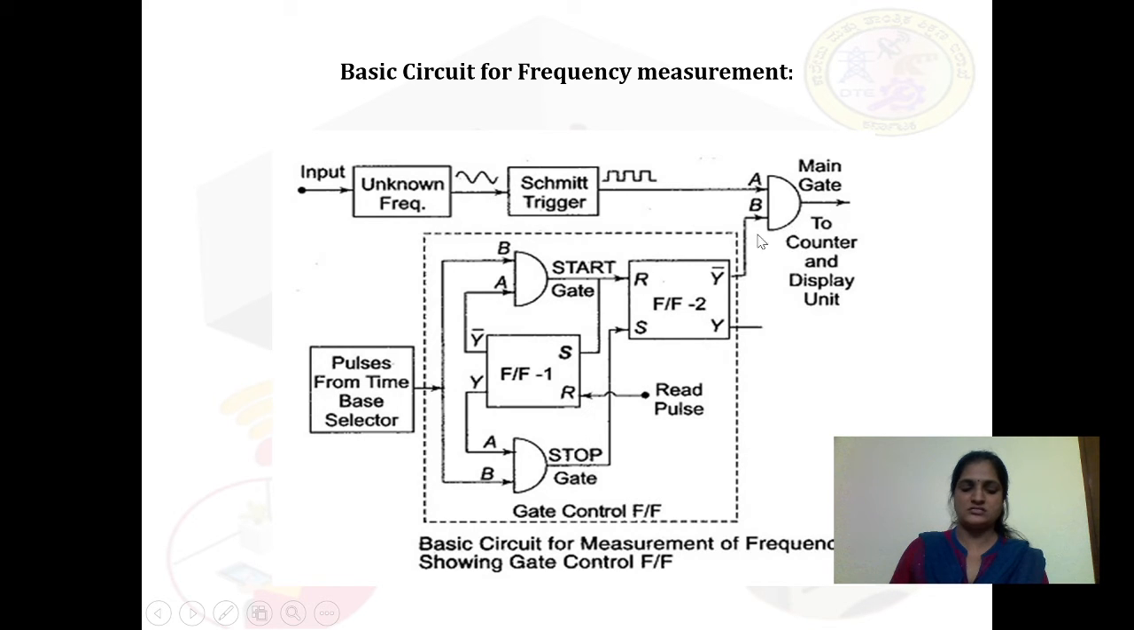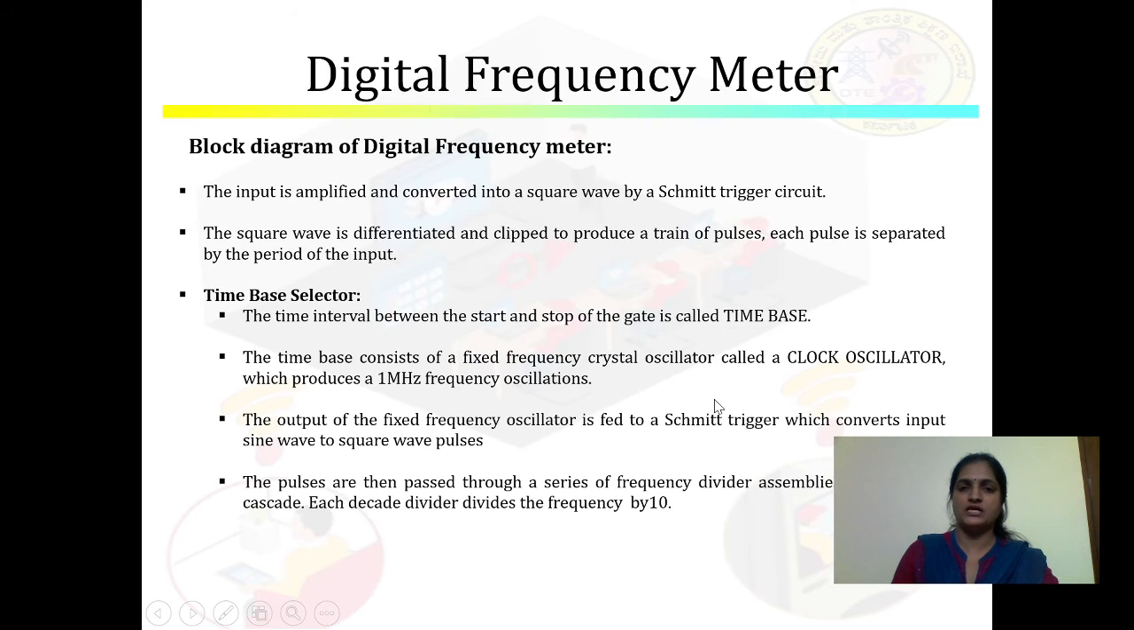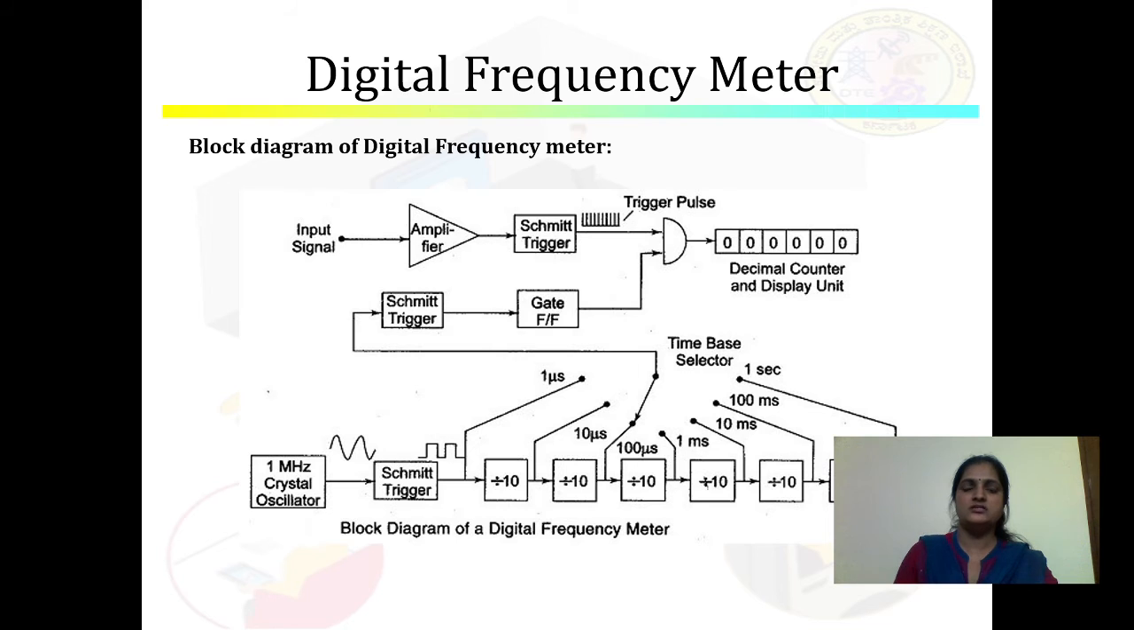The counter starts. If the read pulse is low, the same pulses from the gate are applied to flip-flop 1. So it changes the state of the output: Y is equal to 1 and Y bar is equal to 0. The main gate is disabled and the pulses are not sent to the counter. So if we know the interval from the pulse start to the pulse stop, then the unknown frequency can be measured. The slide gives the information about the digital frequency meter to measure the unknown frequency.